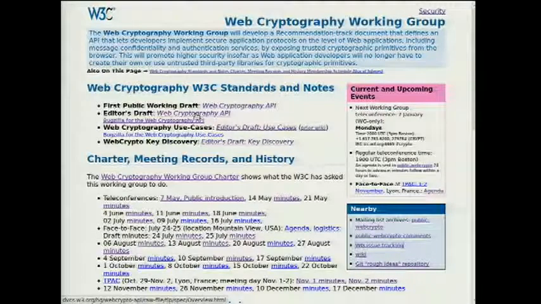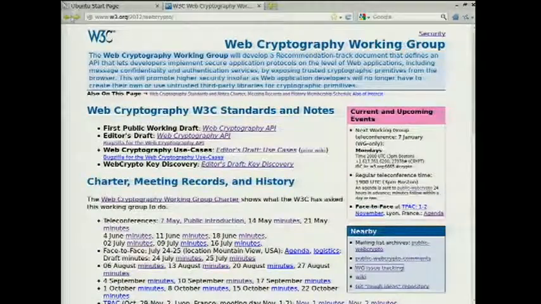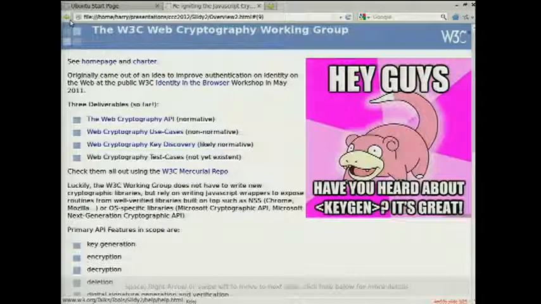The editor is very bright, particularly in this working group. Ryan Sleevi has done 99% of the work. So please, I think it's better to comment on the editor's draft if you can. We also have use cases and a key discovery document. We'll go through these in a second.